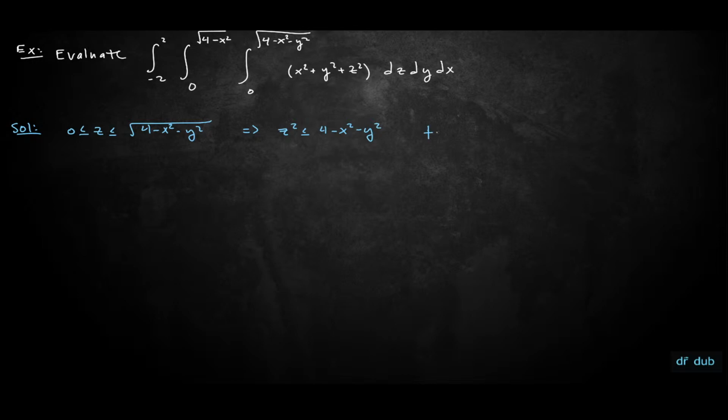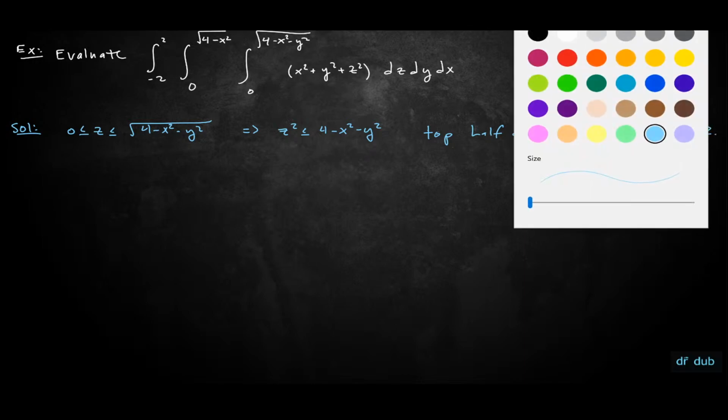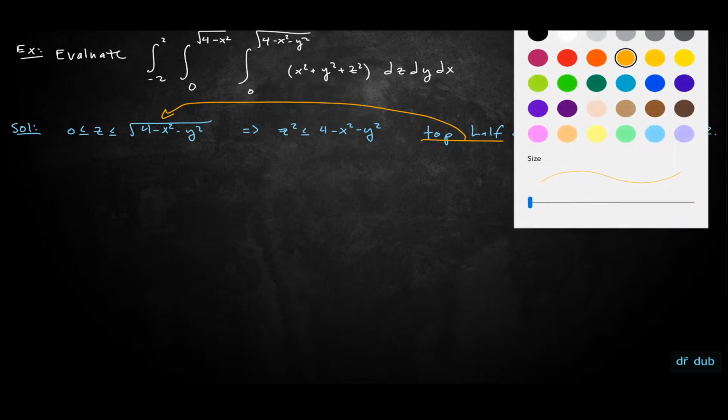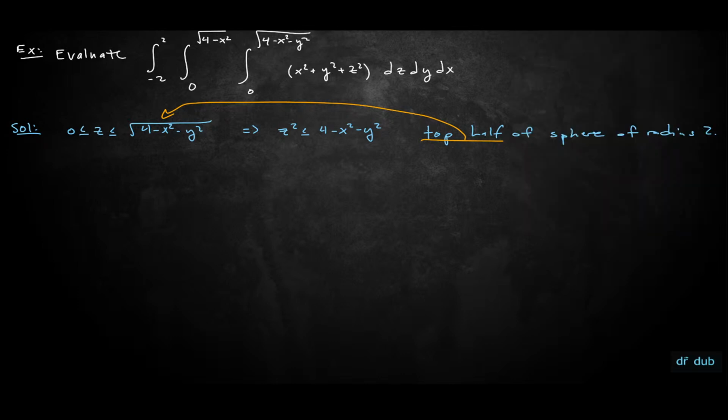So it's actually the top half of the sphere of radius 2, centered at the origin. Top half because I take the positive square root right there. So that's why it's the top half. Okay, so that tells us what the z bounds are.